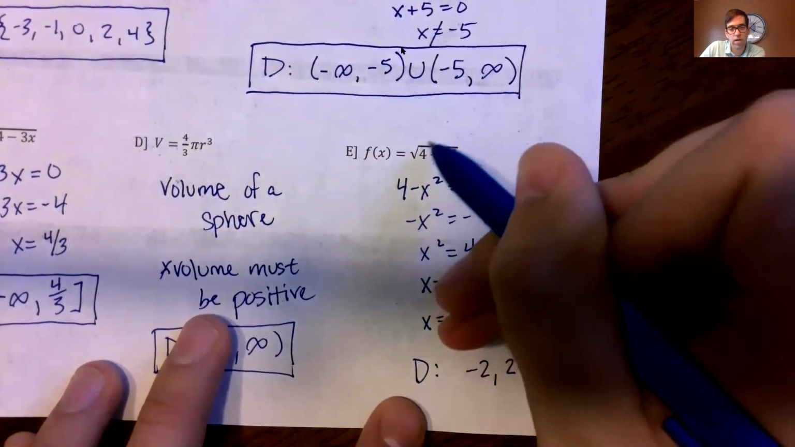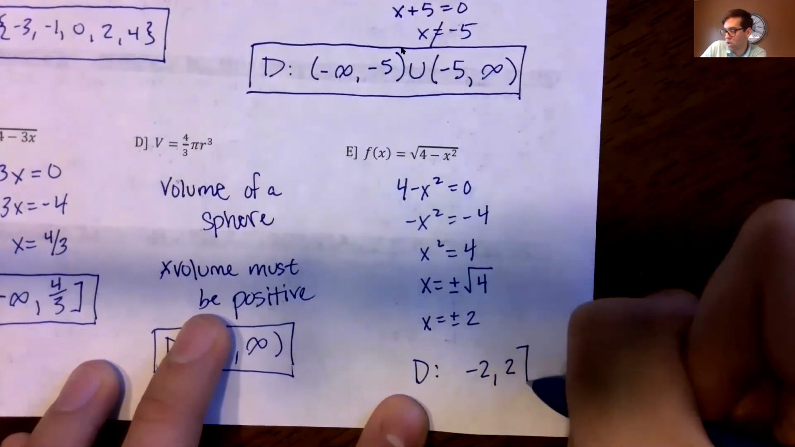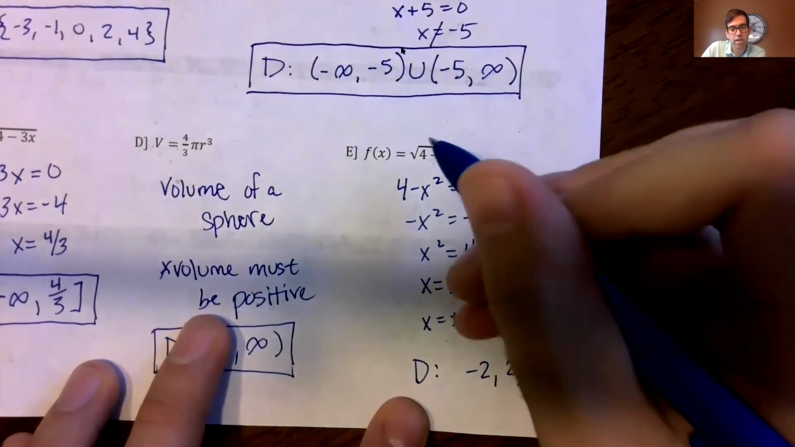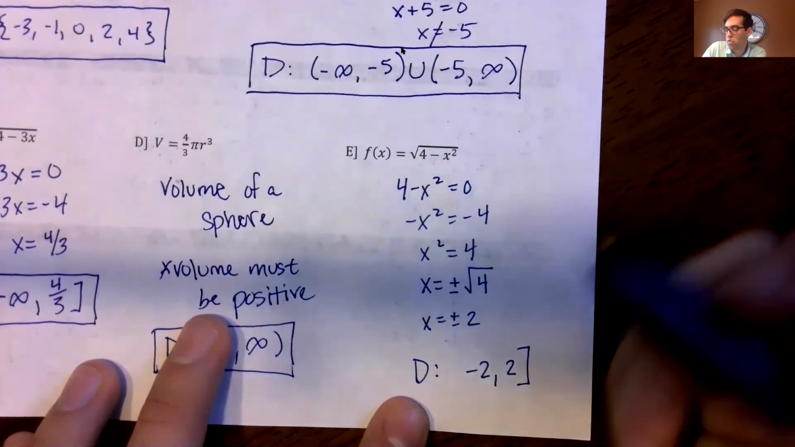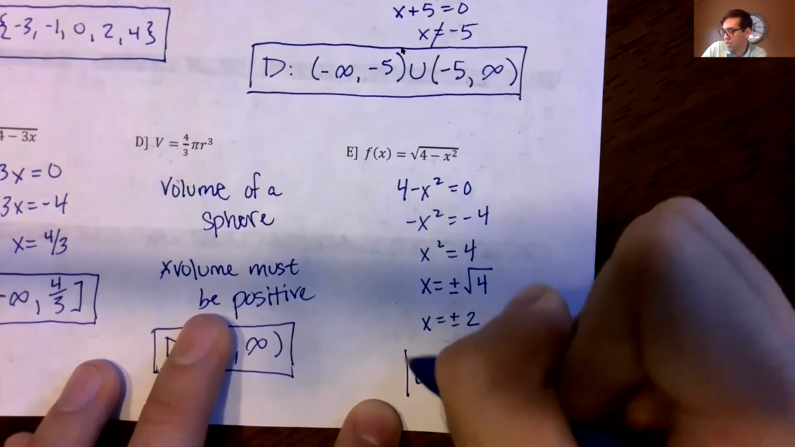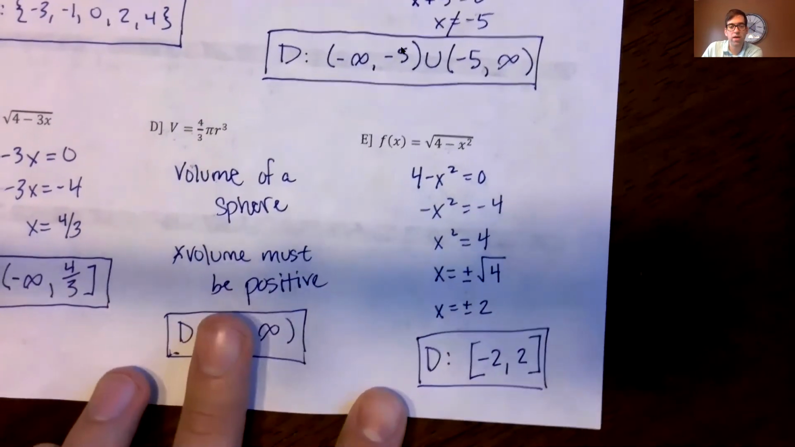And I plug in 2. 4 minus 2 squared gives us the square root of 0. So it does work. Same thing happens for -2. We plug in -2, we get 4 minus 4. And that's still 0. Square root of 0 is 0. It exists. So that's going to be our domain there.